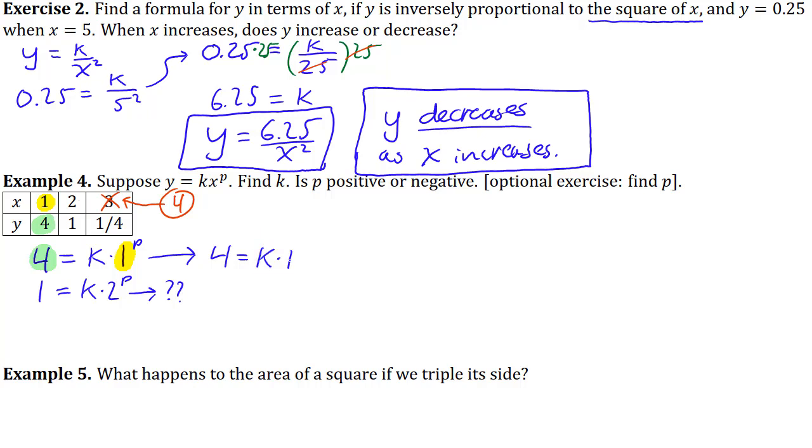And really, k times 1 is also just k. So this tells you that k is equal to 4. So that's the first question there. k is equal to 4. And now this should be a question mark here instead of a period. That's another little mistake.